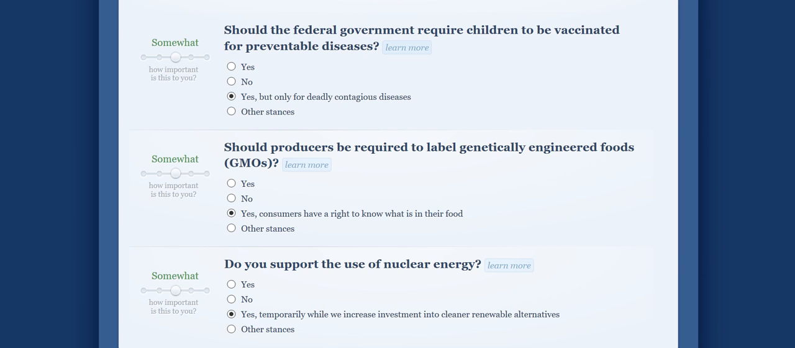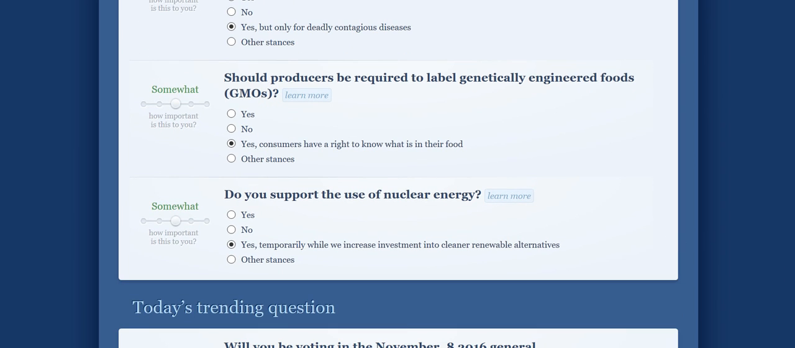Do you support the use of nuclear energy? Yes, temporarily while we increase investment into cleaner renewable alternatives. Nuclear is like the worst of the ones that aren't as bad as fossil fuel. For obvious reasons. Fukushima, Three Mile Island. I don't know why I never get the exact number correct.